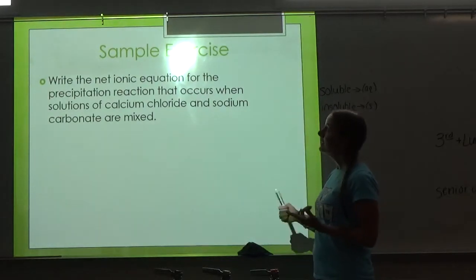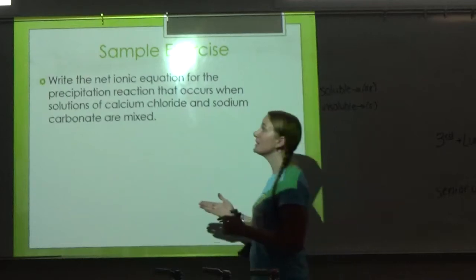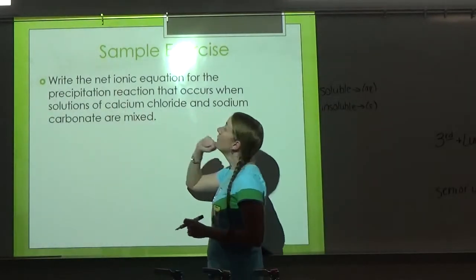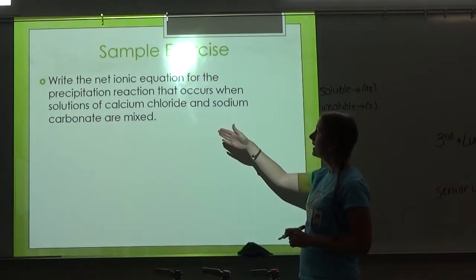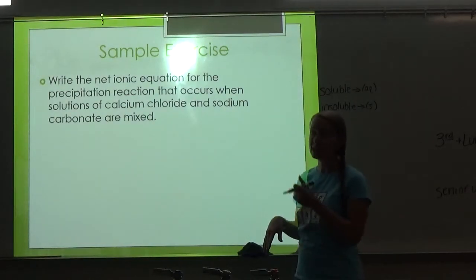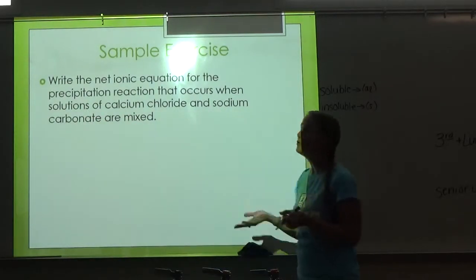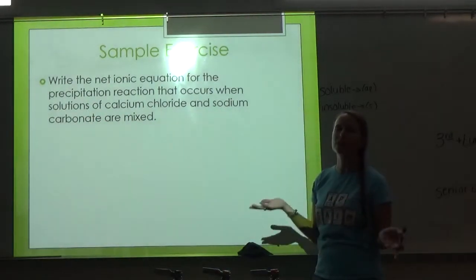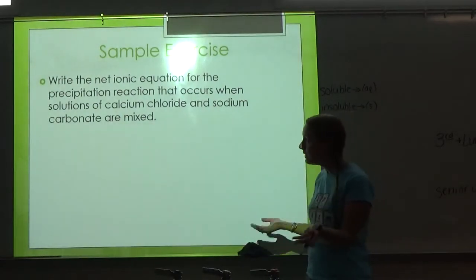So it says write the net ionic equation for the precipitation reaction. So in other words, they're telling me there is going to be a precipitate. For the precipitation reaction that occurs when solutions of calcium chloride and sodium carbonate are mixed. So see how they told me they're solutions? So without even using my solubility rules, I already know that means they're aqueous. However, let's just pretend like you didn't know. I'll show you how to tell.